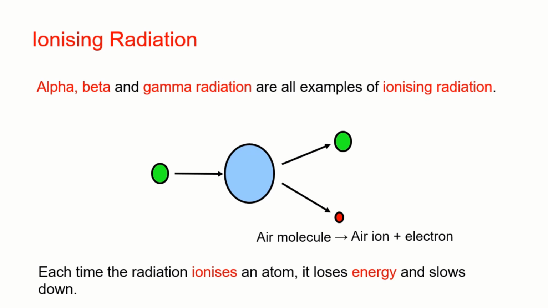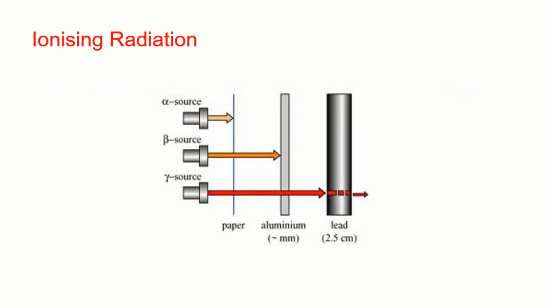Okay, let's have a look at another effect of ionization. You may be familiar with this picture, you may not. When we take alpha, beta, and gamma, and we fire them at certain materials, then we find that they pass through certain materials depending on the type. So alpha is stopped by paper, beta is stopped by a couple of millimeters of aluminium, and gamma, well, really isn't really stopped by anything. You have to put it through a few centimeters of lead to really bring down its strength.